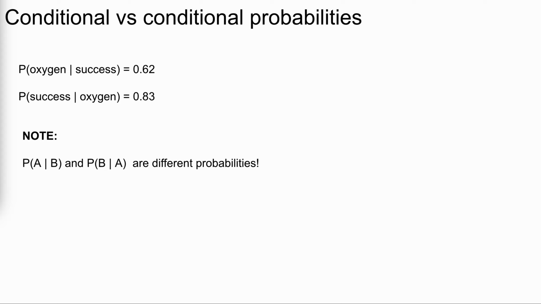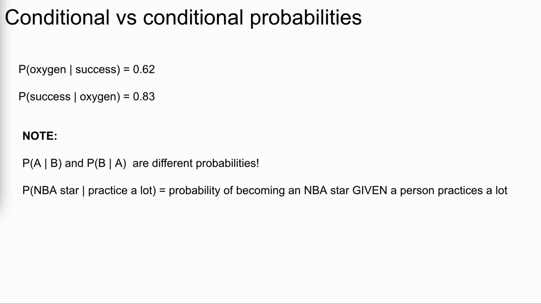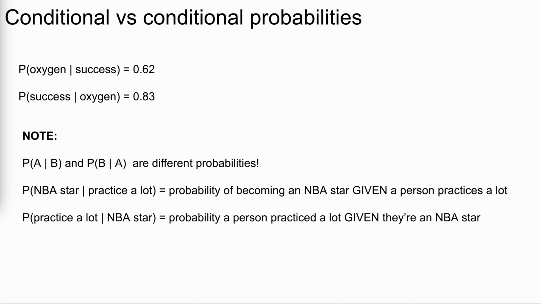Consider a common example. Which conditional probability do you think is bigger? The probability that somebody becomes an NBA or professional basketball star if we know that they practiced a lot, or the probability that somebody practices a lot if we know that they're an NBA star? Well, the chances of becoming an NBA star are very low, even if you practice a lot. That is, the first conditional probability is roughly 0. In contrast, we can be pretty certain with a probability near 1 that somebody practiced a lot if we know that they became an NBA star.